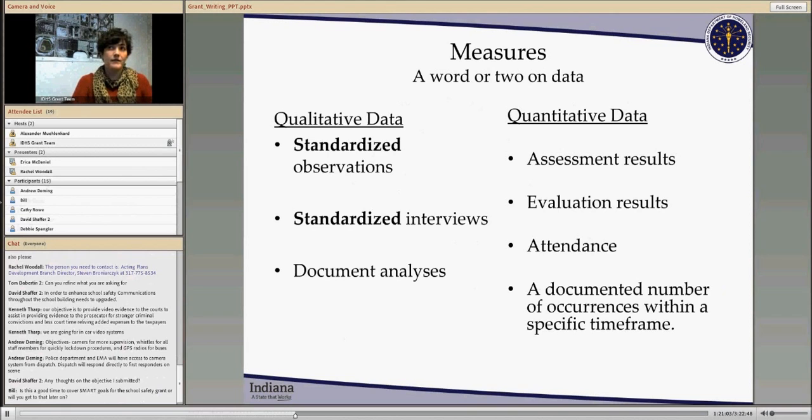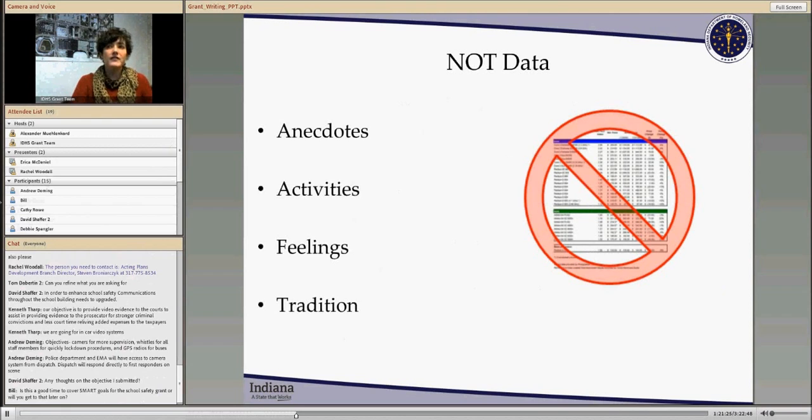Quantitative data is a lot easier to grab. Sometimes it's a lot easier to understand because you can always use assessment results, evaluation results. If you're a school in particular, attendance. These are the easy types of data that we've been talking about pretty much all day. Your suspension and expulsion reports, your reports of bullying activity in schools. It can be any documented number of occurrences within a specific time frame that you are looking to change over time.